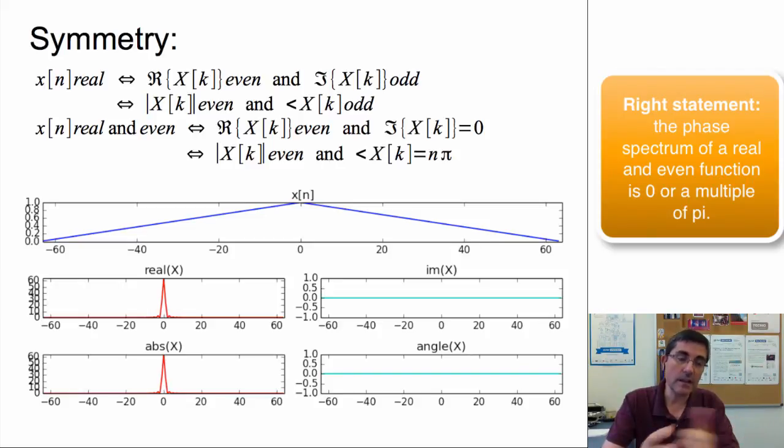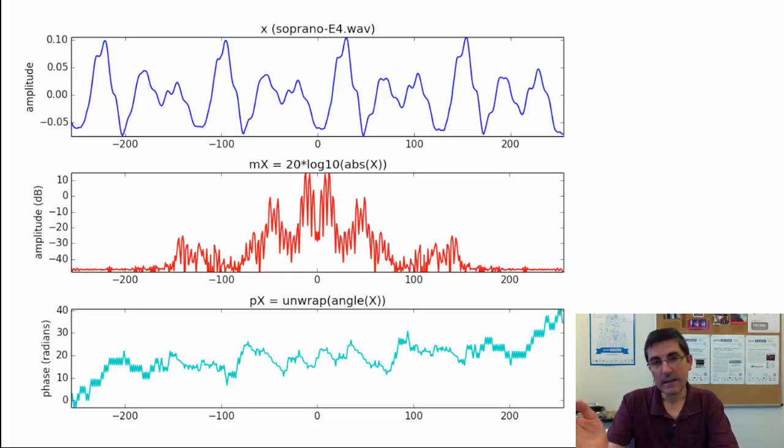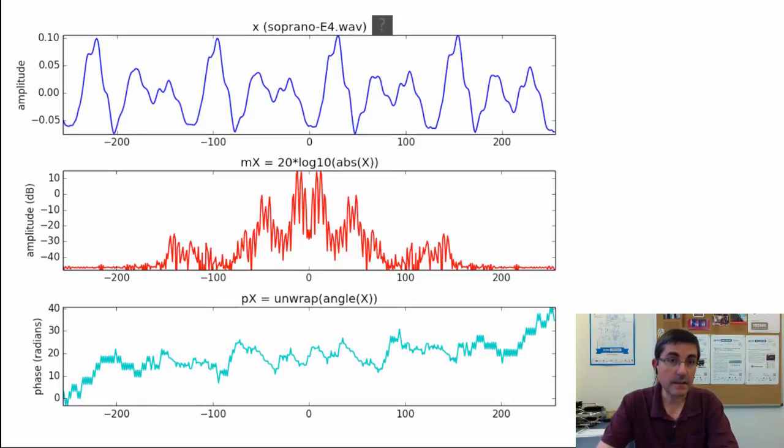We see these symmetries. The real value of the spectrum is even, and the imaginary part is all zeros, and the absolute value is even, and the angle is all zeros. And we can show these symmetries also in real signals. This is the sound of a soprano, a vocal sound that we can hear.